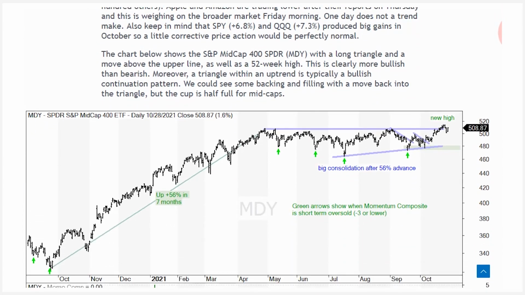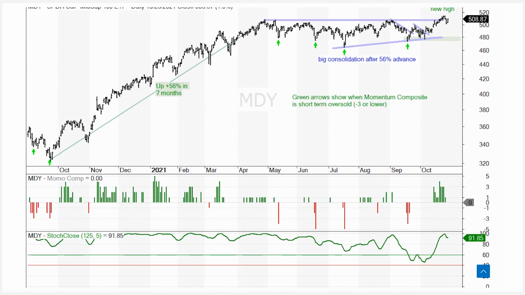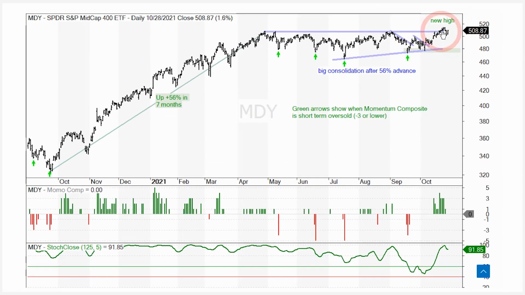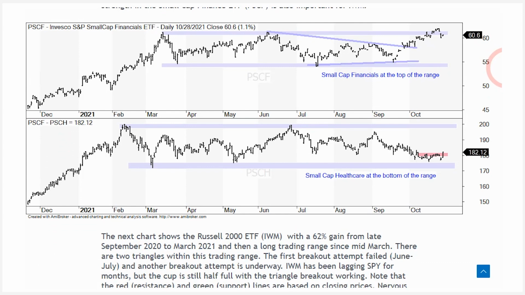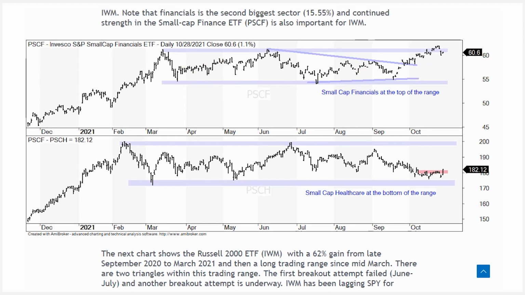And I was watching IWM. First of all, I was watching MDY because it was breaking out of a big triangle, leading IWM. And then if you look at the biggest components in IWM, healthcare is the biggest sector. And I pointed that out last week. Hat tip to Jonathan Krinsky over at MKM. But we can see here that small cap healthcare was getting a breakout. And that was a positive for IWM last week already.